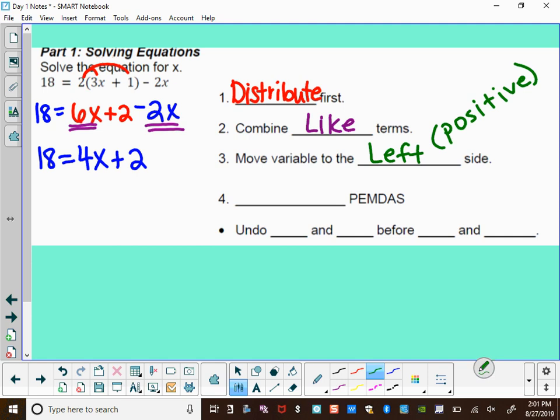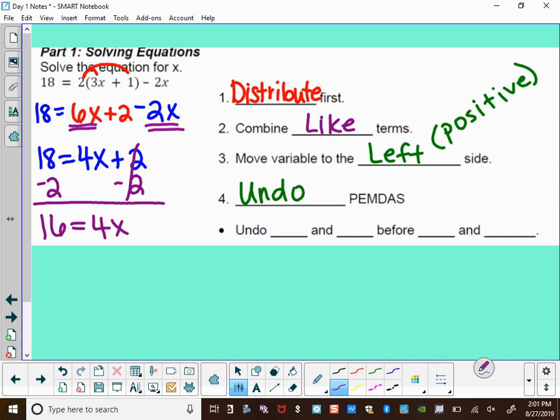Then it says to undo PEMDAS. That means I need to get rid of, if I want to solve for x, what do I do first? What needs to go? The plus 2. Yep, that plus 2. What's the opposite of plus 2? Well, this is us undoing PEMDAS. We're just working backwards. So 18 minus 2? 16, which equals 4x. Divide by 4. And x equals 4.